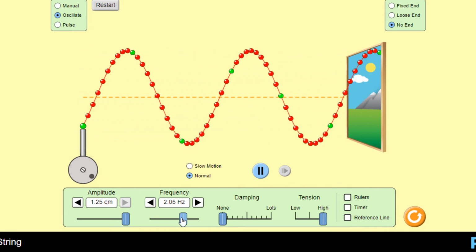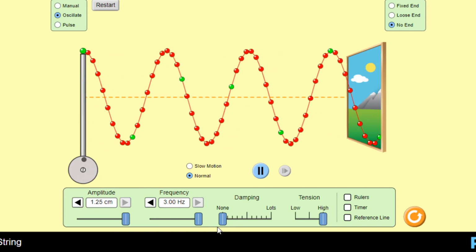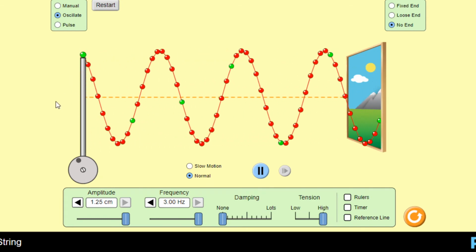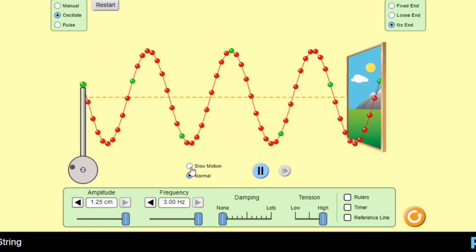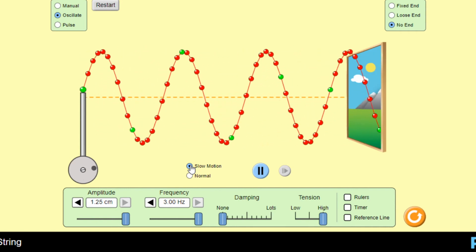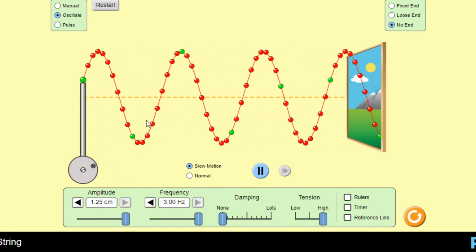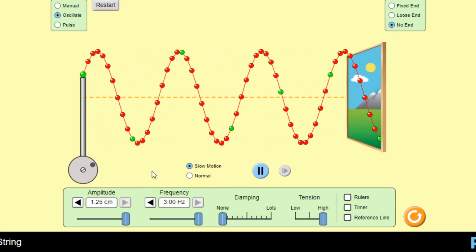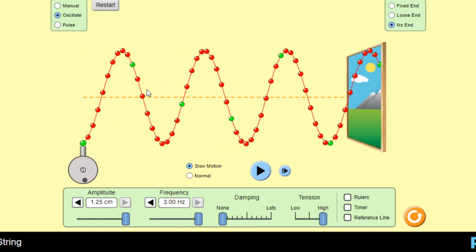Okay, let's take it up to 3 hertz. We're getting 3 complete oscillations per second. Now I'll just slow it down. Okay, so that's in slow motion. What I just want you to see here, now this is quantity number 3, which is wavelength. Now the wavelength is the distance between one point and the next identical point. It's literally the length of one complete cycle. So that would be your wavelength there, or that would be your wavelength there.